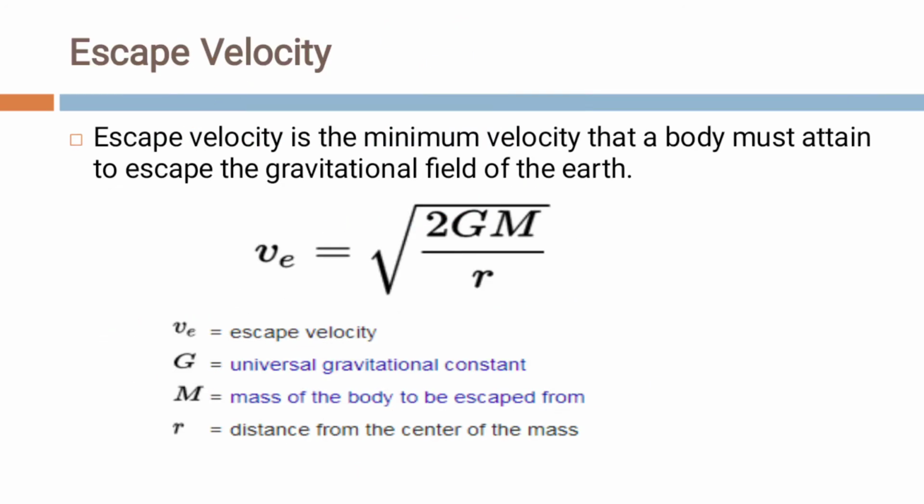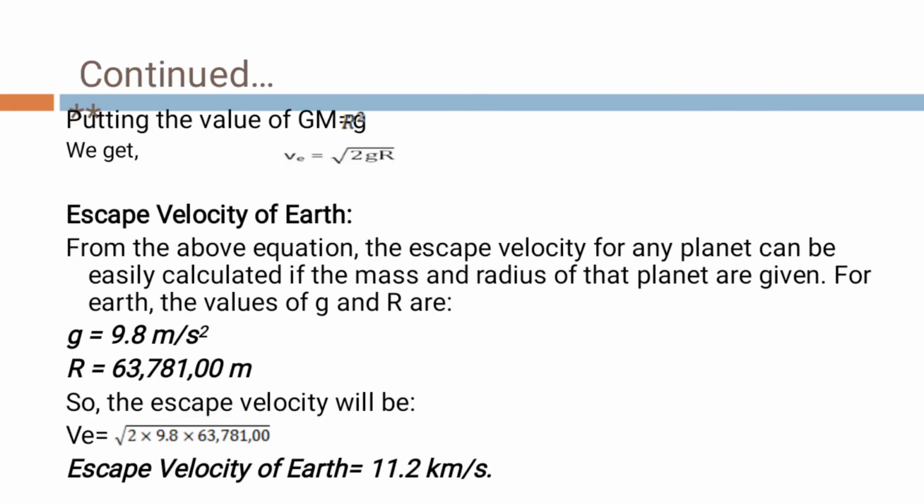Next, I am going to explain escape velocity. Escape velocity is the minimum velocity that a body must attain to escape the gravitational field of the Earth. This is the expression for the escape velocity: v equals square root of 2GM by R. Here v is escape velocity, G is the gravitational constant, and M is the mass of the Earth, and R is the distance from the center of the Earth.